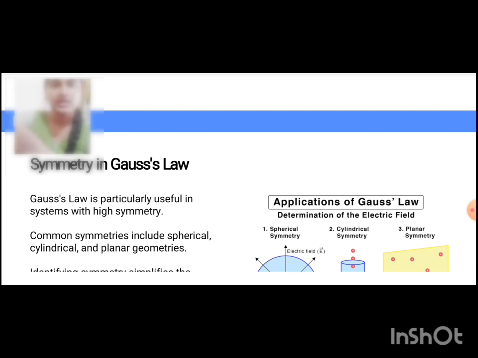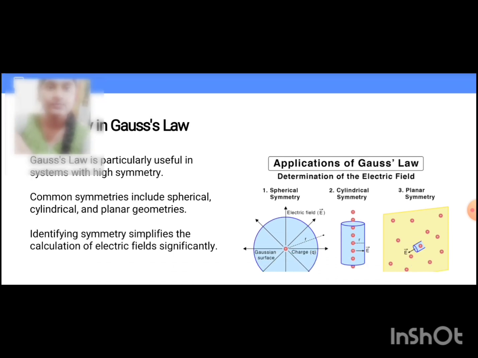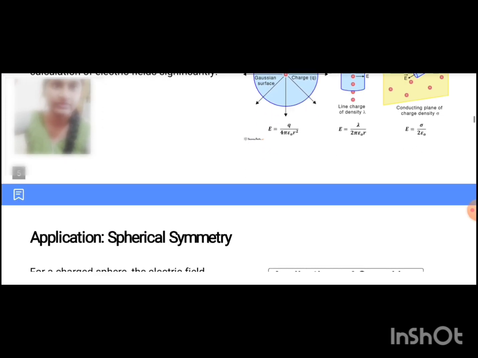So, symmetry. Gauss law is particularly useful in systems with high symmetry, where common symmetries include spherical, cylindrical, and planar geometries. Identifying symmetry simplifies the calculation of electric field significantly.